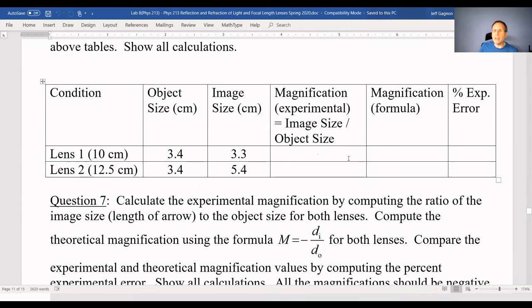And then compare these two by computing a percent experimental error. Now, it's a little confusing when you're subtracting with negatives here. So what I would do when you compute the percent experimental error is just compare the absolute values. And then divide by, let's agree that the formula is our accepted one. So subtract, find the difference, and again, just worry about their absolute values, divided by the absolute value of the formula 1 times 100, and that'll be the error. And again, show me these 6 calculations.